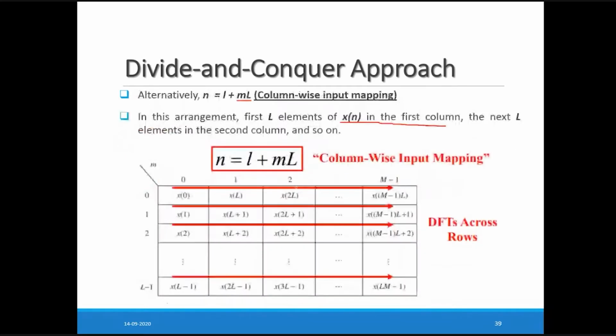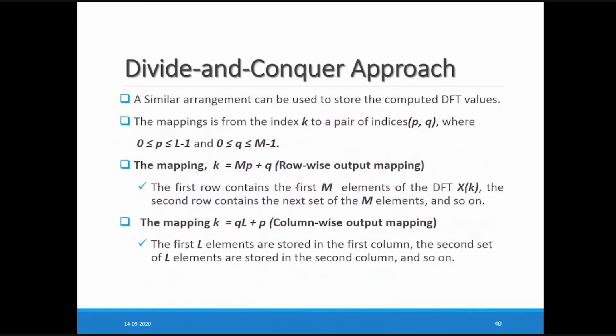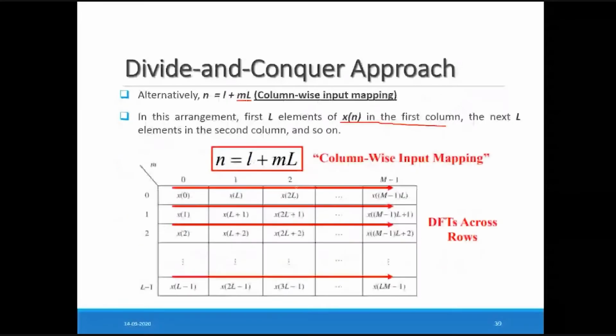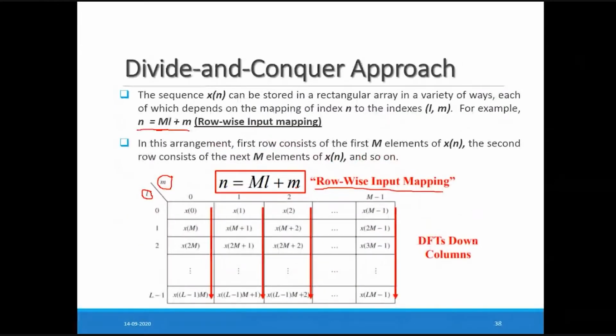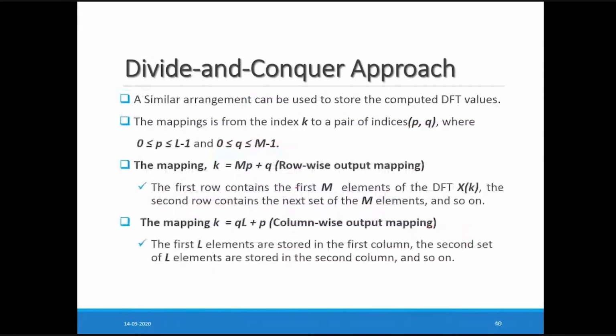Now we go for the divide and conquer approach at the output side. A similar arrangement can be used to store the computed DFT values. Earlier we saw the input data x of n, how we represent it row-wise or column-wise. Now after applying the input, we are calculating the DFTs. So how do we arrange the output value x of k? A similar arrangement can be used to store the computed DFT values.